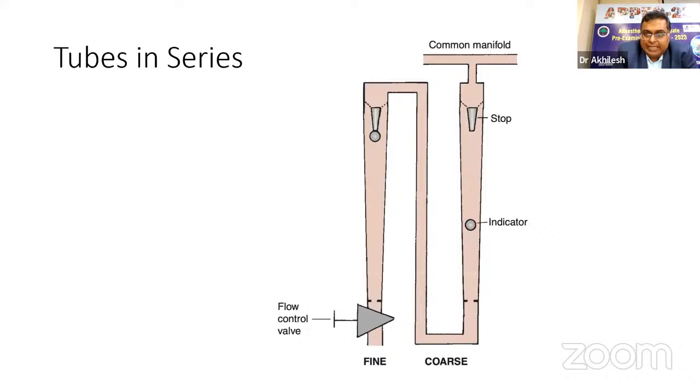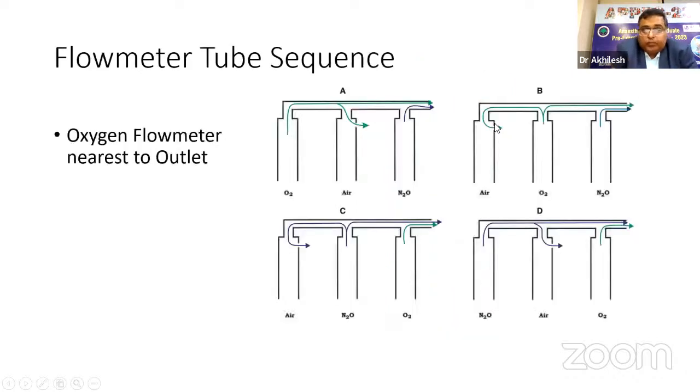So these are tubes in series. This is the flow control valve. This is the stopcock. And there are two tubules, and then it goes to the common manifold. Another thing which becomes important is that there are flow meter tubes for oxygen, nitrous oxide, and air. Fine. So where should the oxygen flow meter tube be? It should be distal to all the tubes, and the oxygen flow meter should be kept nearest to the outlet. What happens if we keep it before the air or nitrous oxide?